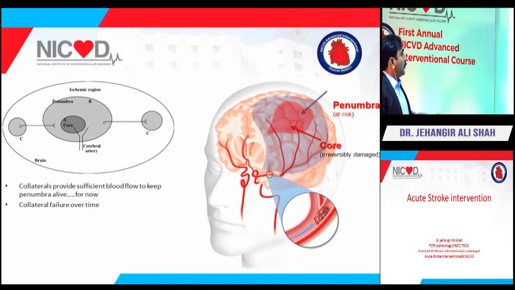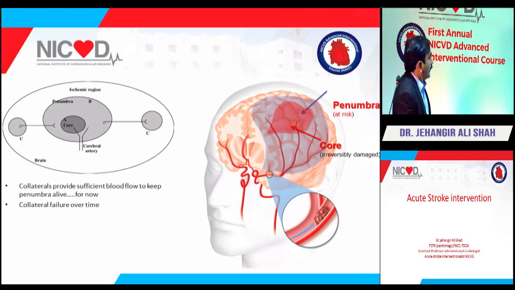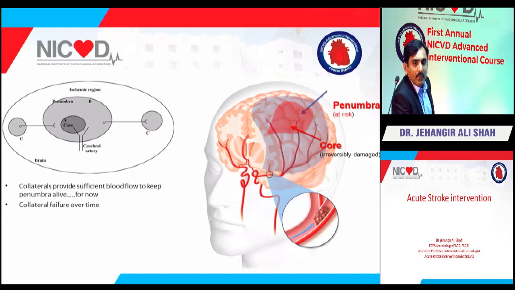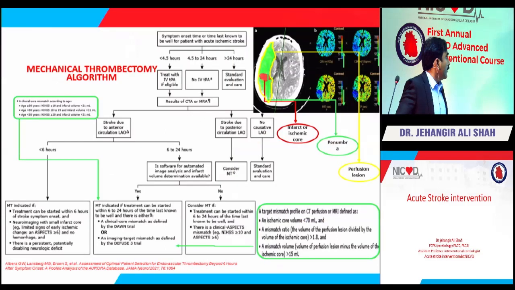You should know the mechanism of penumbra. Whenever any cerebral artery is occluded, this is the core area, the dead area. You can't do anything for this area, but the penumbra is very important. This is the area under threat, so we have to take care of it. Whenever the artery is totally occluded, collateral flow prevents rapid damage of this area. So the penumbra is very important for stroke intervention.